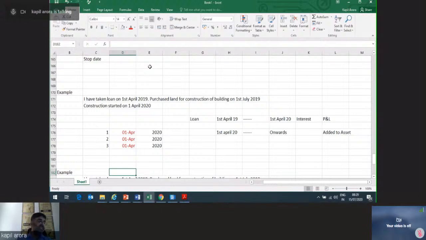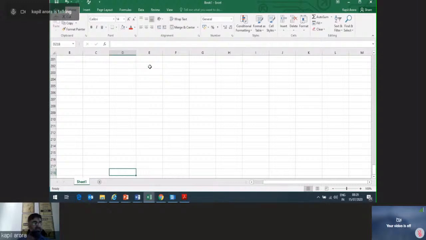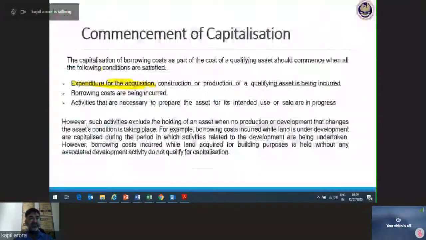Exactly. When activity started, the activity can start not directly from the construction. As I mentioned, the architect involved is also a part of the construction. Leveling of land is also a part of the construction. If you have started leveling of the land from Jan 2020, then the date of commencement would be January 2020, not April 2020. I hope this is fine. And this is very important, because otherwise it becomes an issue.